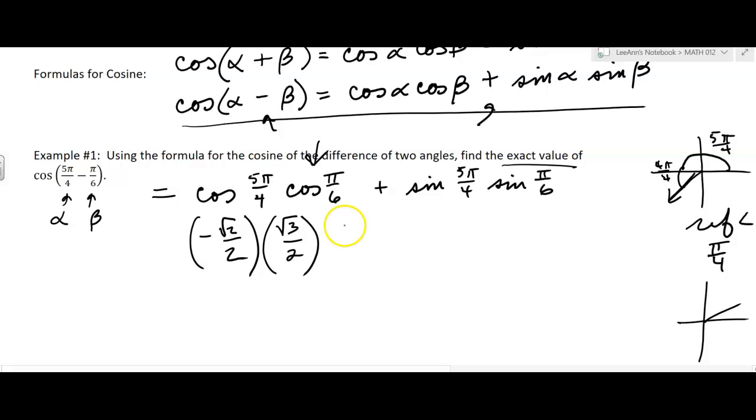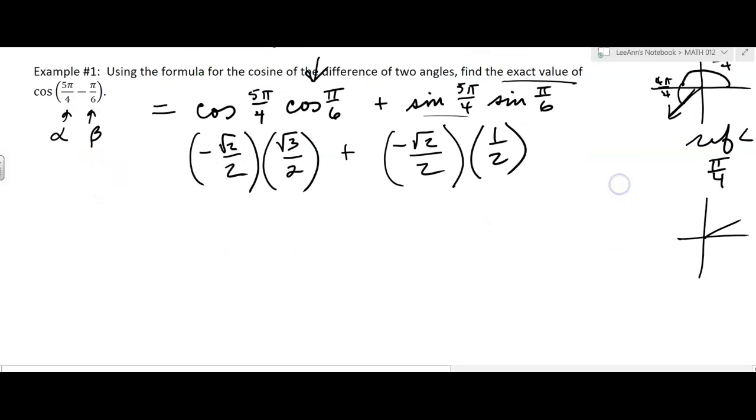Okay. Plus, and now we're going to do a little more work. What's the sine of 5 pi over 4? Well, it's going to be negative because it's in the third quadrant. Sine is negative in the third quadrant. So negative square root 2 over 2, same reference angle. And then the sine of pi over 6, we just said was 1/2. Okay. So those are the values then. Those are exact values. That's what we're looking for. We just need to simplify it a little bit.